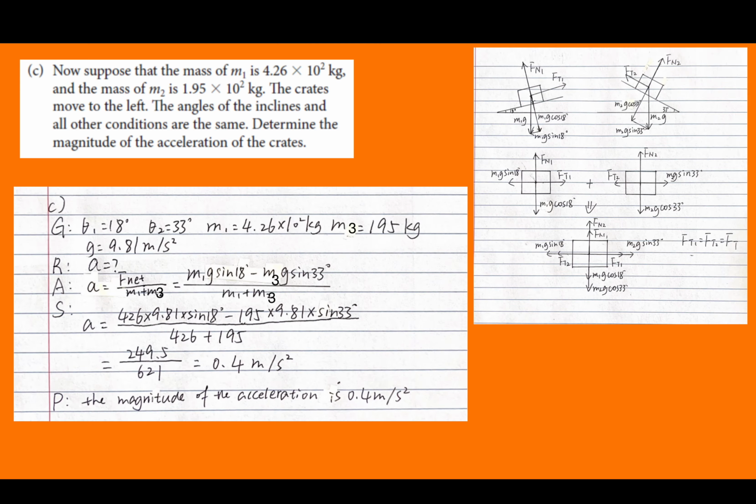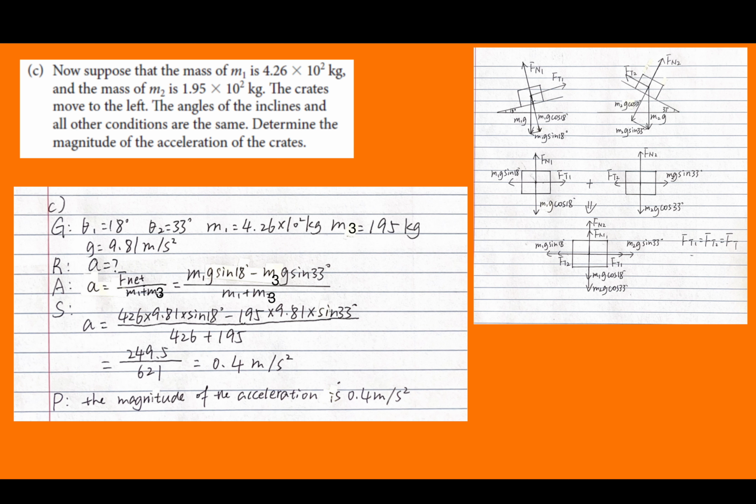Now, we come to question C. The mass of M2 becomes 195 kilograms at this time. To make life easier we can just call it M3, which just replaces M2. The other things stay the same, so we can still use the diagrams we drew. For G, we write the same things as the first two questions, and we only add M3 equal to 195 kilograms here. Then for R, we write that we want to know the acceleration in this situation.